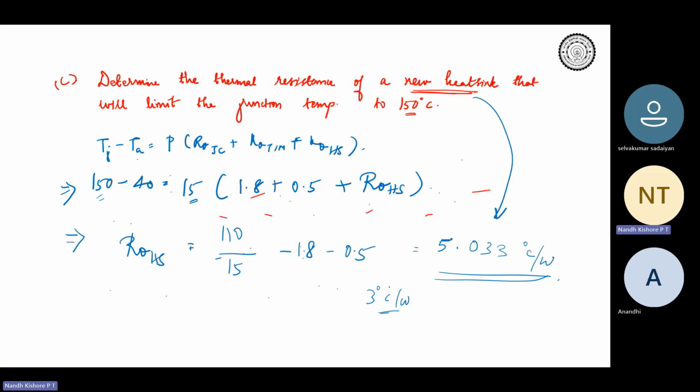Okay. So, is this fine? Both of you, please go through it. This is what I wanted to discuss regarding heat sink calculation.